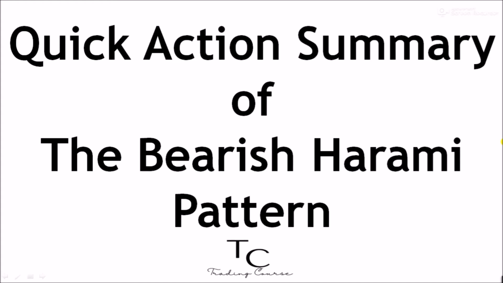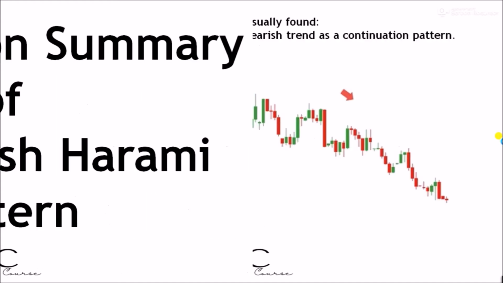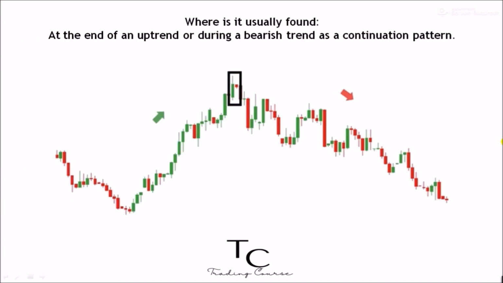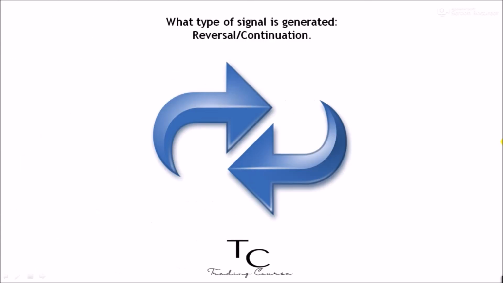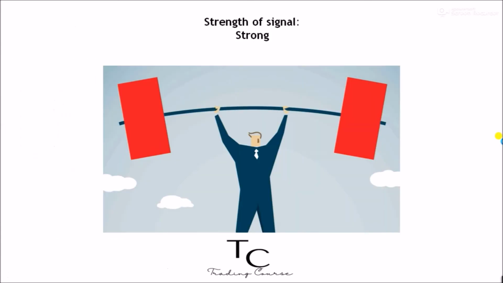Quick action summary of the bearish Harami pattern. Where is it usually found? At the end of an uptrend or during a bearish trend as a continuation pattern. Number of candlesticks to complete pattern: 2. What type of signal is generated? Reversal, continuation.